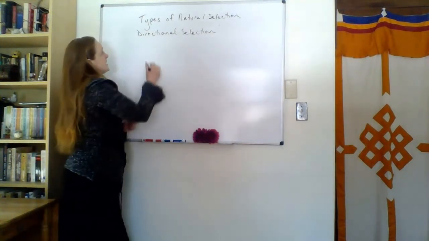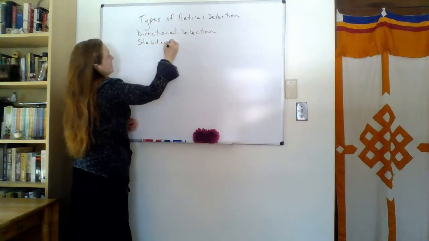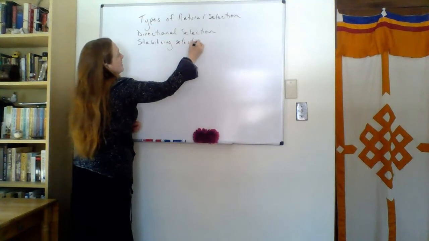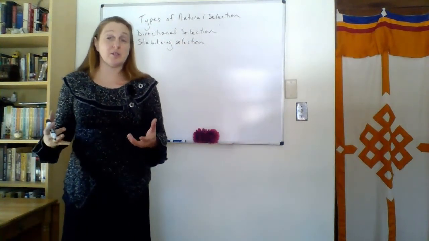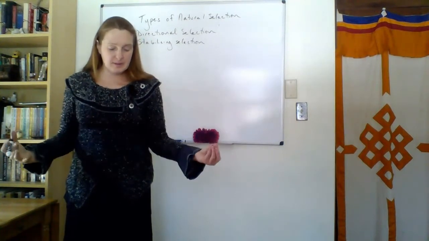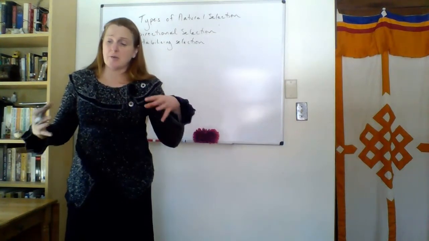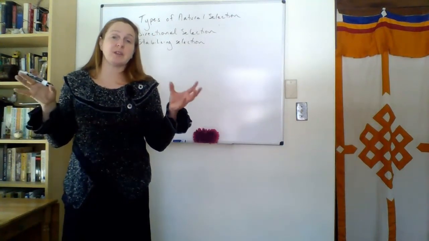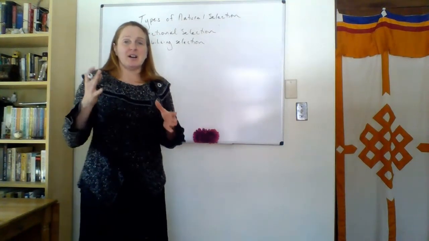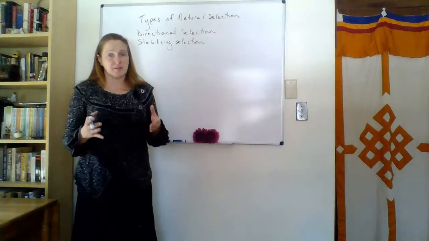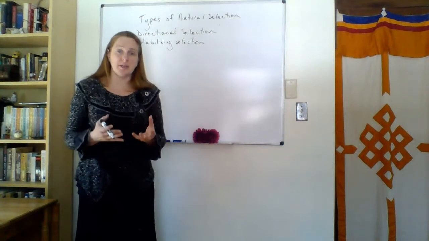Our next type of natural selection is stabilizing selection. And with stabilizing selection, we see that the extreme phenotypes are detrimental. They're not going to be helpful or beneficial adaptations. Whatever those extreme phenotypes are, what we see is that they're getting eliminated from the population, and that most of the organisms are going to have similar phenotypes. They're going to have that kind of intermediate phenotype.